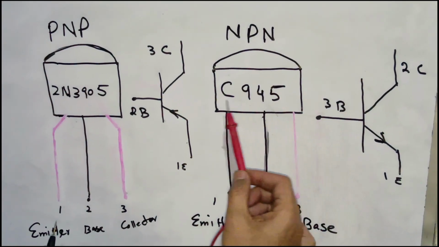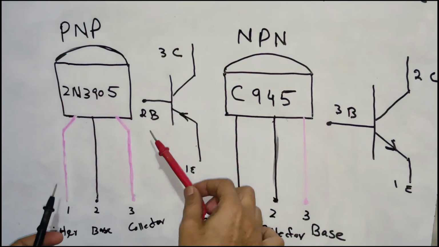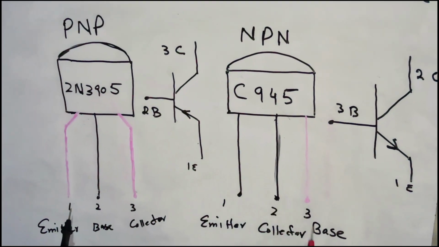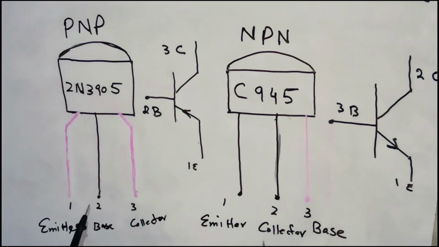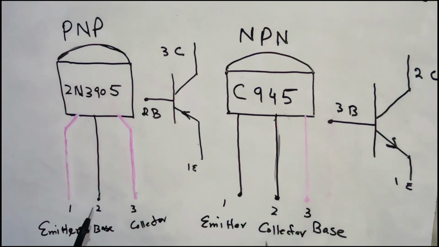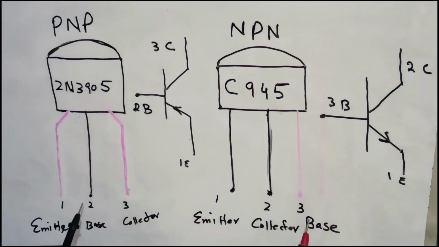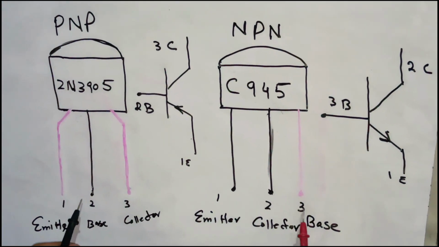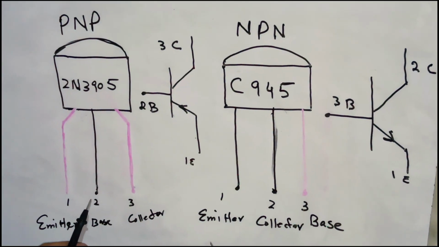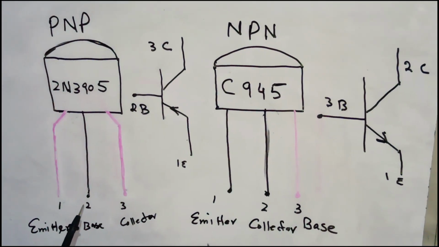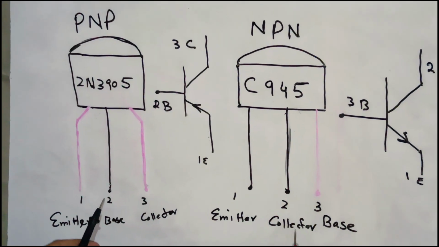If we see on the other side, you can see the 2N3905 transistor. It also has three terminals, in which one is the emitter. Here the base is in the middle, and in C945 the base is on the right side of the transistor, which is terminal 3. And here in this transistor we have the base in the middle.